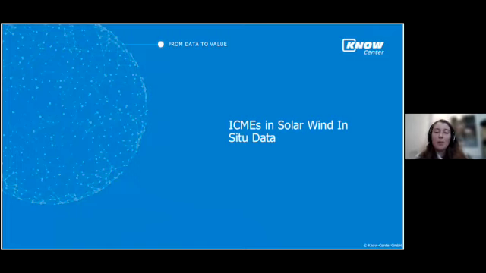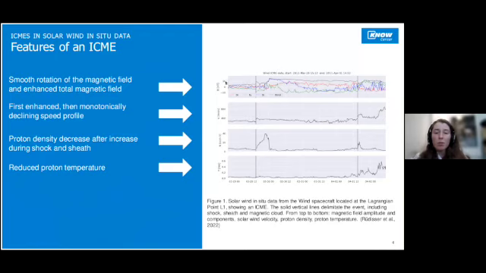Okay, so I'm going to start by quickly reminding you about ICMEs in solar wind in situ data. In general, we have spacecraft that are constantly measuring the solar wind. And even though most of the time no events happen, sometimes it is disturbed by a so-called ICME. And these ICMEs can be seen in the in situ data collected by these spacecraft. Here we have a picture of an example. And usually, or let's say sometimes, these events start with a shock and then a sheath. And then we have a magnetic cloud, a smooth rotation of the magnetic field, and an enhanced total magnetic field.